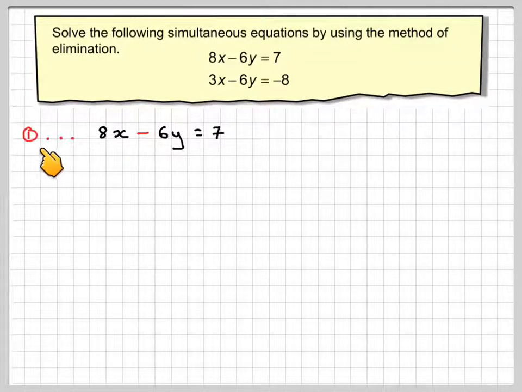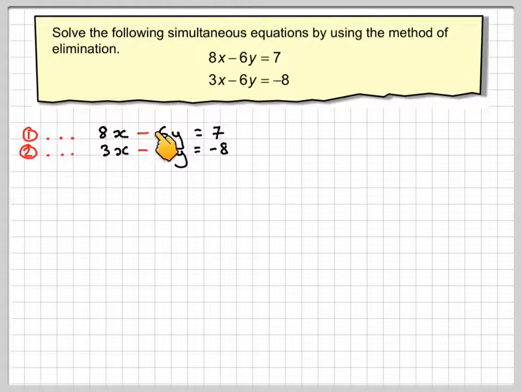Again, we label that equation 1. And then we've got 3x minus 6y is equal to minus 8. So again, we will label that equation 2. The signs here are the same. They're both minus, and the numbers are the same. So we're going to try to eliminate these.